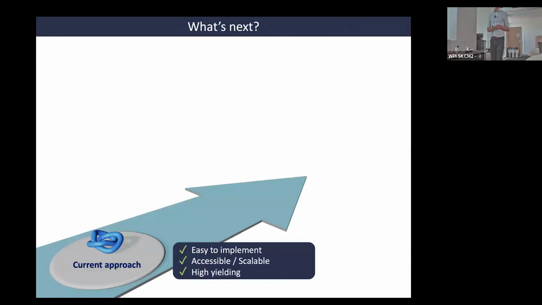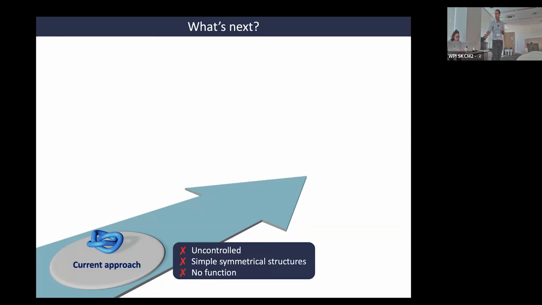And so here arise some of the limitations of this current system, which are the limitations I've mentioned before in the case of metal knots. They share some limitations. The approach is very easy to implement, it's accessible and scalable, but it's uncontrolled. So we don't know which type of topology we will form.